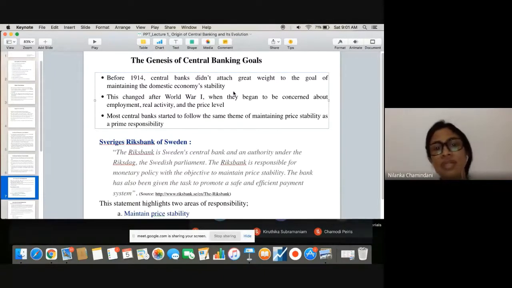Real activity means actually the GDP growth, right? Basically, the GDP growth. You all know what GDP is, right? GDP is the level of the physical value of real output. The value of the goods and services produced by a nation during a particular period, right? This is GDP.